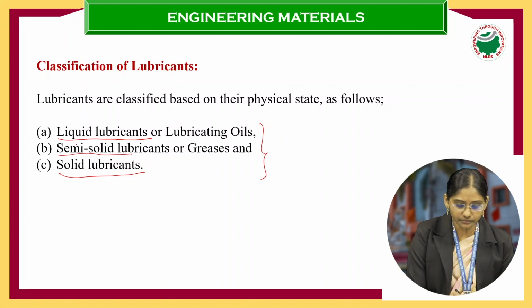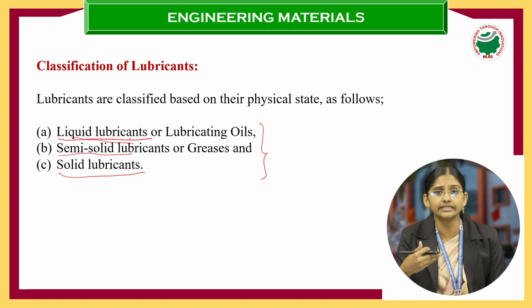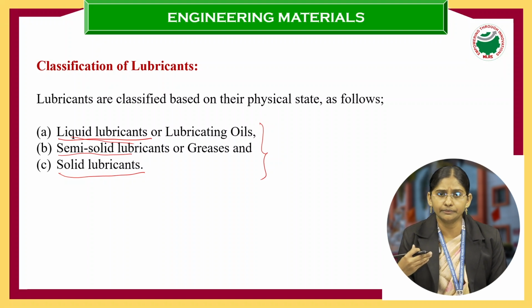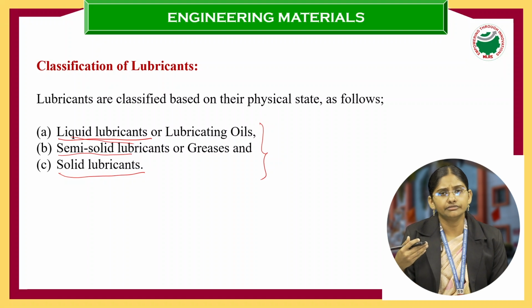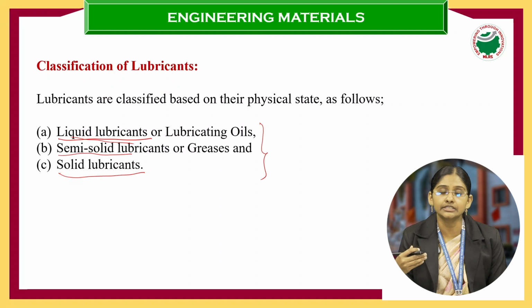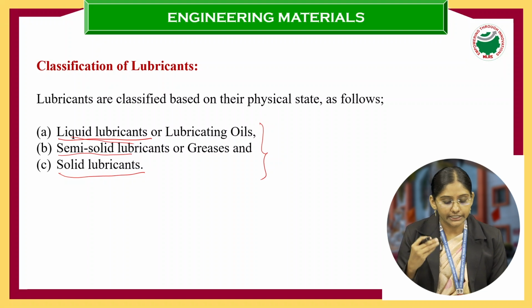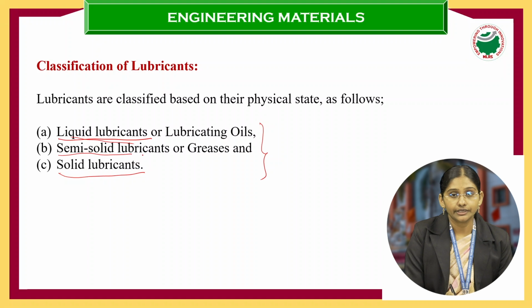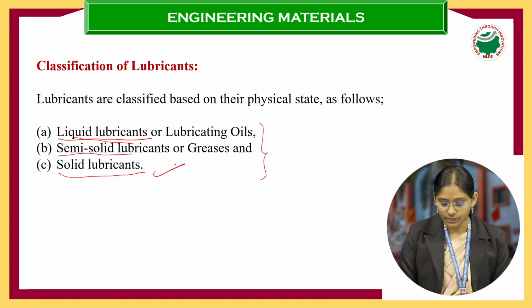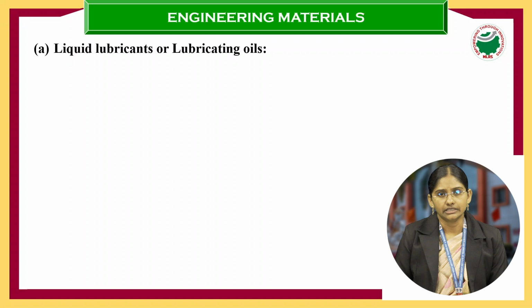Why are there three types? Because in all types of machines we can't use a single lubricant. A single oil does not possess all the properties of lubricants. We use different types of machines, and different temperatures are maintained in the machines. Based on the type of machine and the temperature in that machine, we need to choose the lubricant. That's why lubricants are classified into liquid, semi-solid and solid lubricants. We will discuss them one by one.